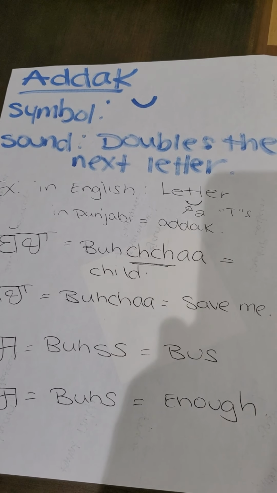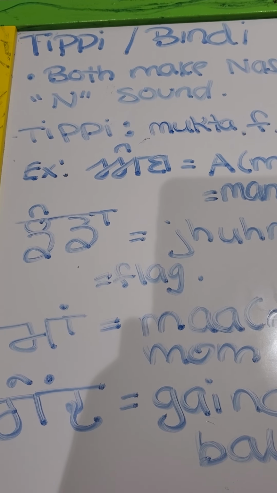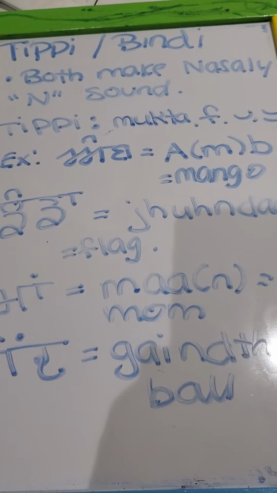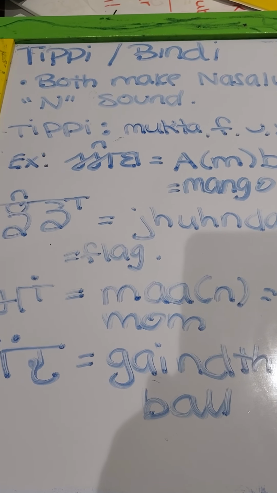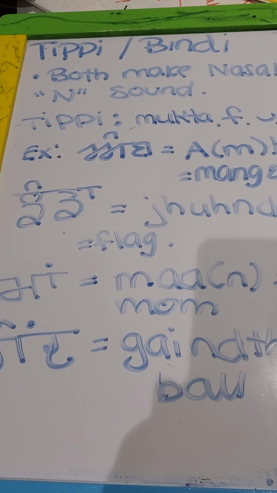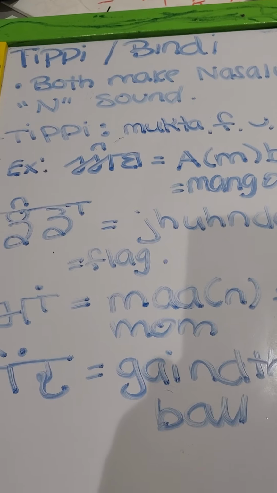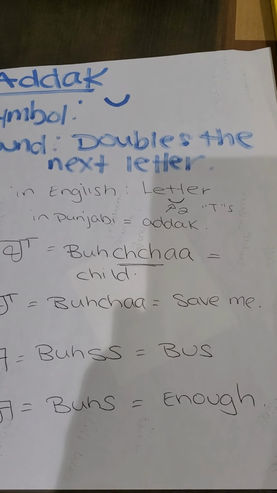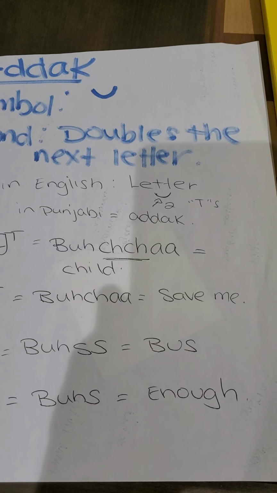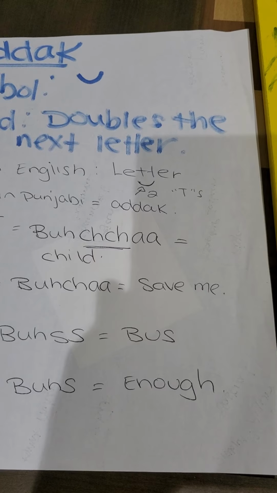Okay, so I know this is a lot. That's why I've posted extra notes for these 3 vowels. Tippi and bindi, just try your best to kind of see if you can remember when you should use tippi, when you should use bindi. But the sound that it makes is pretty straightforward. It's that nasally sound, as if you're saying N when you're sick. And then Addak, again, pretty straightforward. It just doubles the akkad that comes after the Addak.